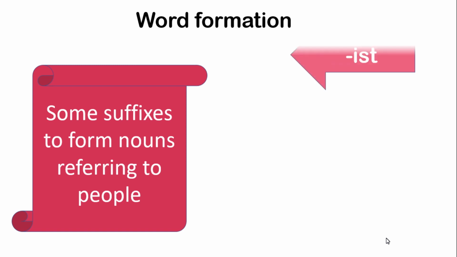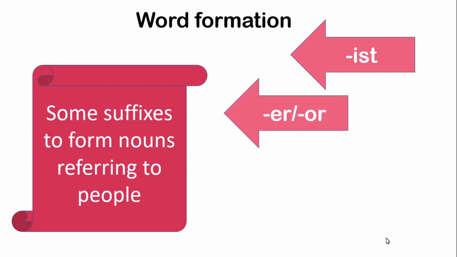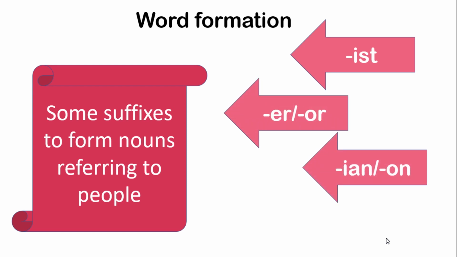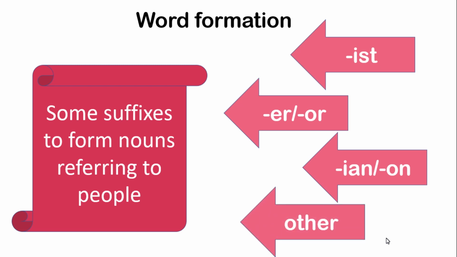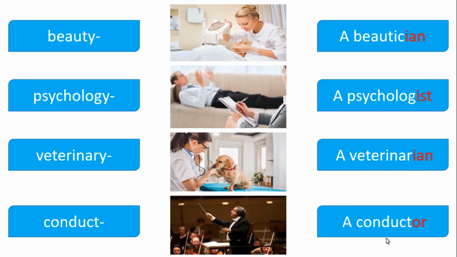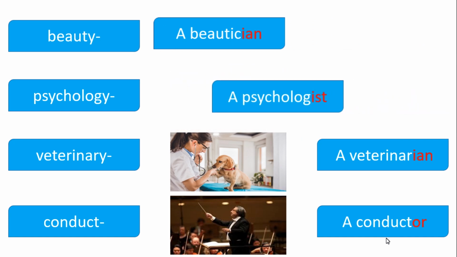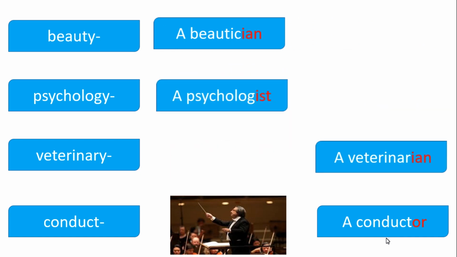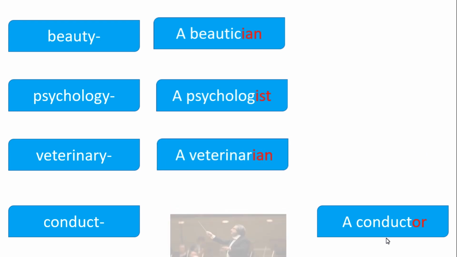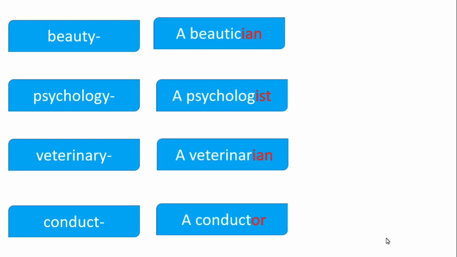They are -ist, -er, -or, -ian, -ant, and others. So let's see how to form nouns referring to people. Now let's read them.